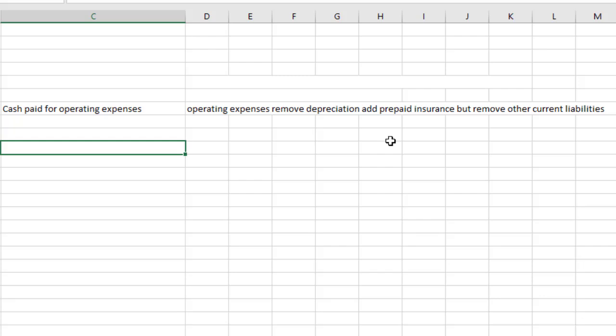And then you will remove the current liabilities. Again, liabilities mean we owe. We haven't paid for them yet. And since we haven't used cash yet, we want to remove that from the operating expenses because those haven't had a cash impact yet.